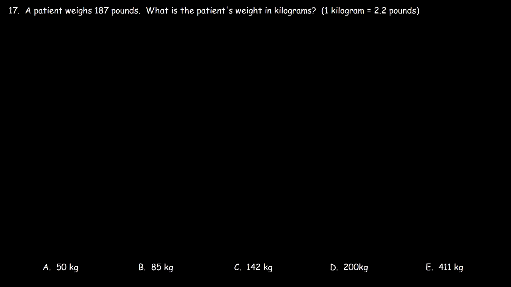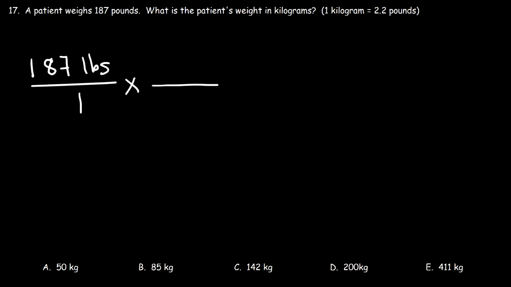17. A patient weighs 187 pounds. What is the patient's weight in kilograms? So in this problem, we need to convert pounds to kilograms. How can we do so? Well, let's start with what we're given. So we're given 187 pounds.